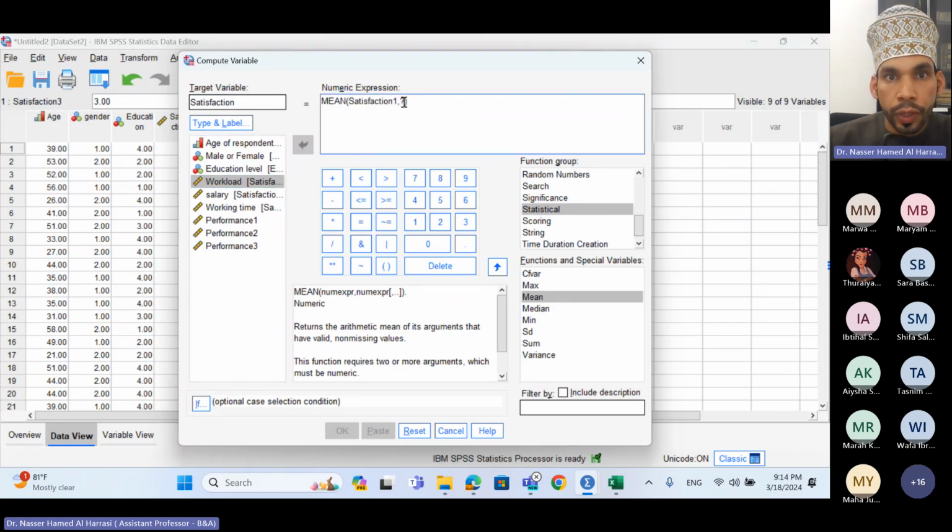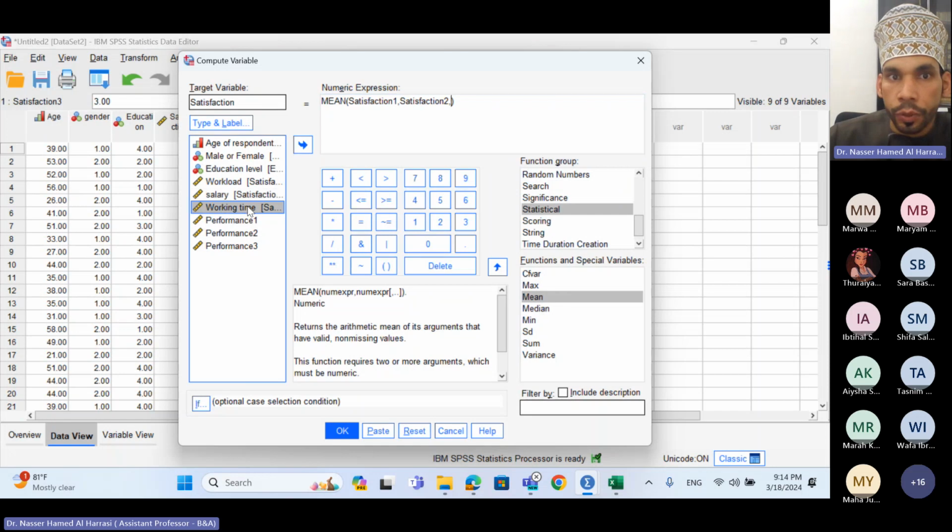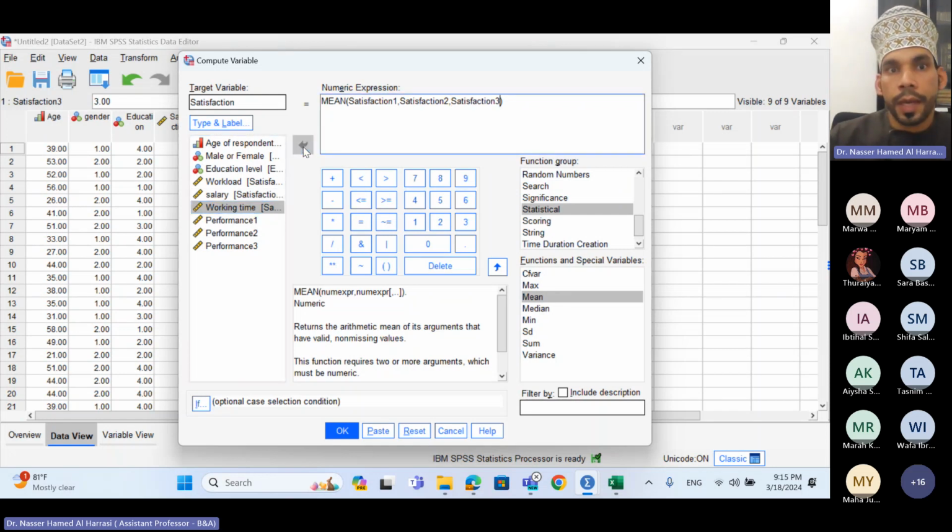Then I'm going to move to the next one, salary. I'm going to bring it here. Then again, I have a comma. Please see here, there is a comma. Then bring the 3rd item, or the 3rd question, here. Now see here, the mean for satisfaction: question number 1, then question number 2, then question number 3. After doing this, immediately click on OK.